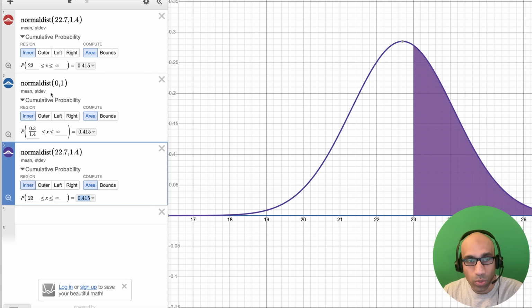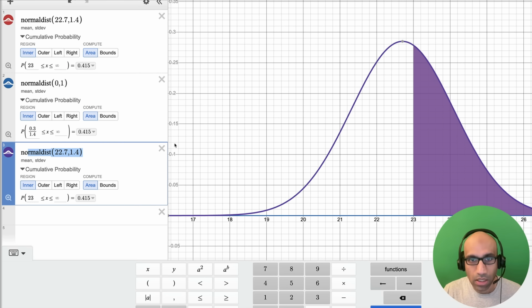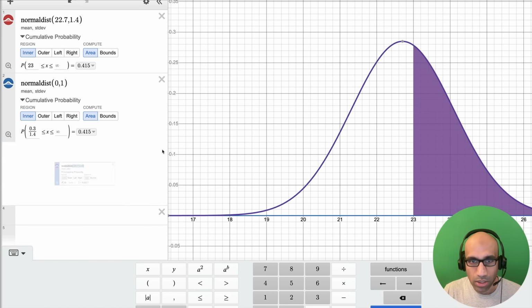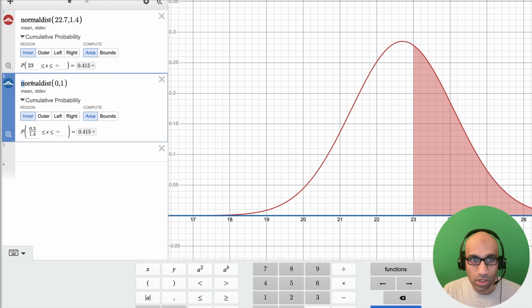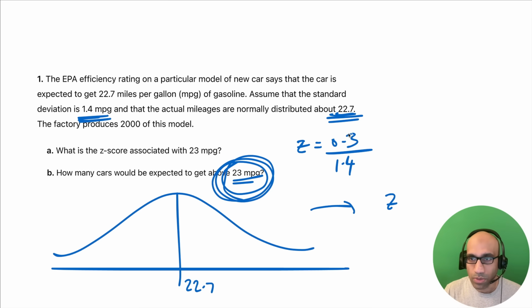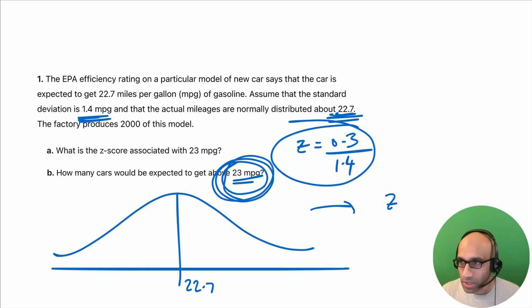Now this is without the z-score. With the z-score, what do you do? This value here, which I've calculated, is the same answer, because I'm just showing it to you. Now let's try the z-score. Remember the z-score was 0.3 divided by 1.4 in the earlier example right here. So let's just plug that inside the Desmos calculator.